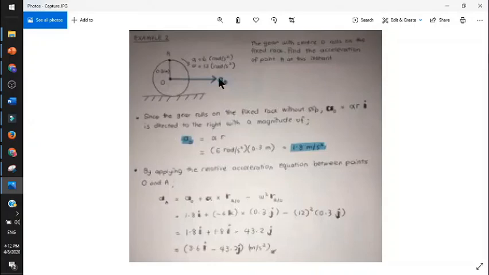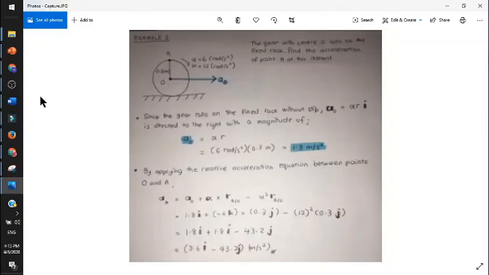Sometimes there will be a question that does not ask you about the magnitude. You don't need the value, and you can answer in vector form. So AA for the i component is 3.6 meter per second squared, and AA for the j component is negative 43.2 meter per second squared.